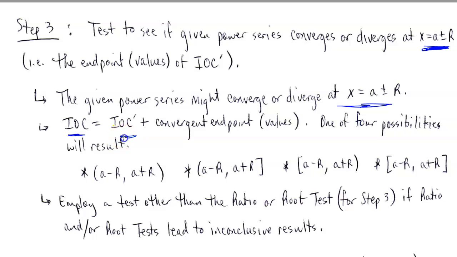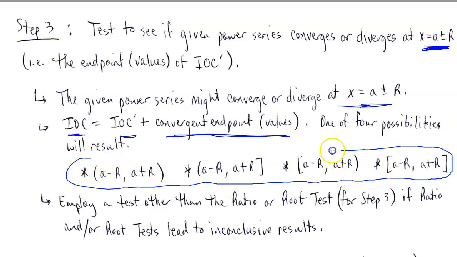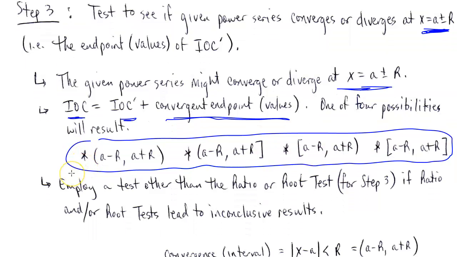IOC will be equal to IOC prime plus any convergent endpoint that we have. And again, the 4 possibilities that we'll have are listed here. Now, we realize that we would probably need to employ another test if the ratio or root test produces inconclusive results.